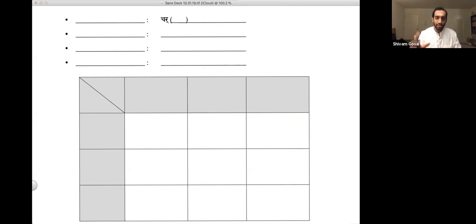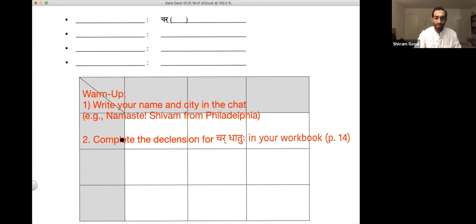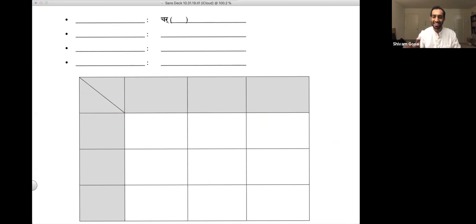So char dhatu, right? Notice that first of all, I wrote complete the declension. So declension is not the right word. Complete the conjugation. So thank you to the person who corrected that. Complete the conjugation. Declension is for nouns. Conjugation is for verbs.